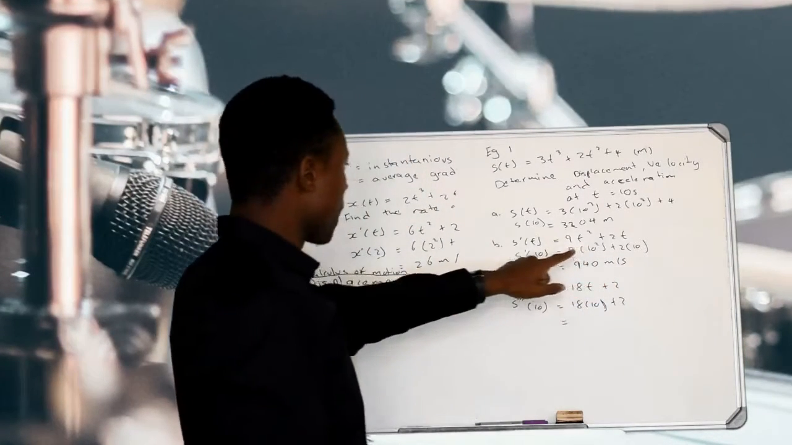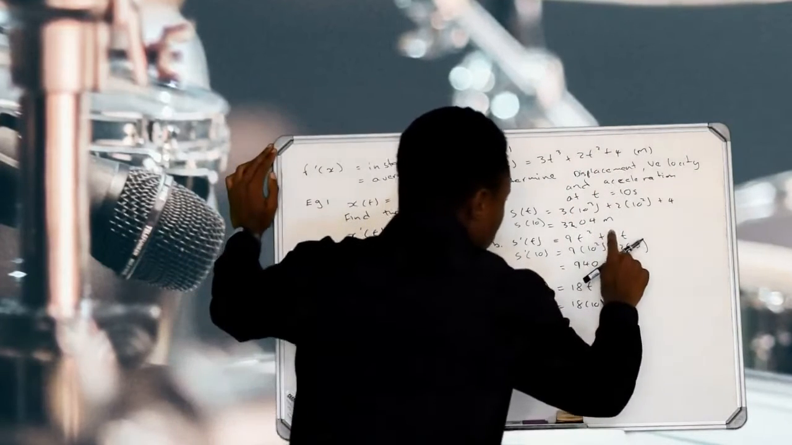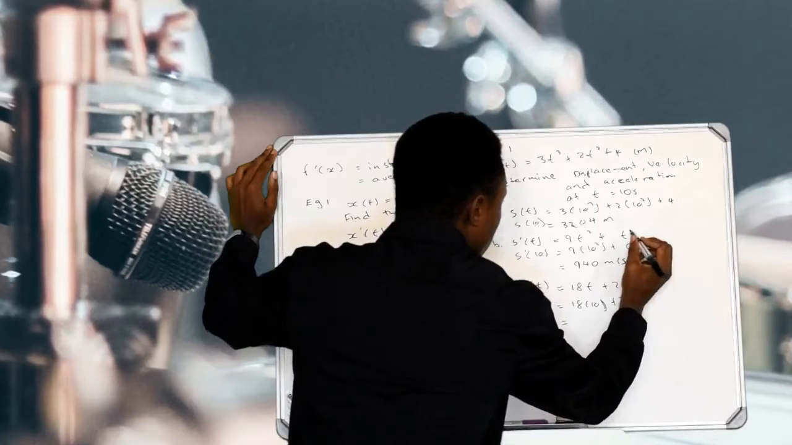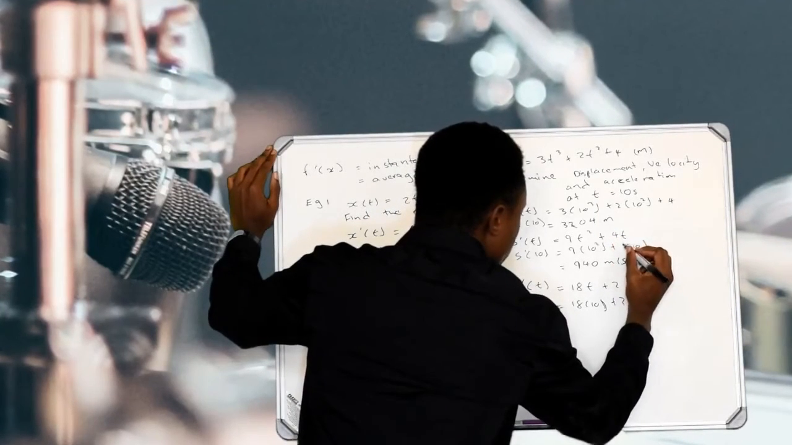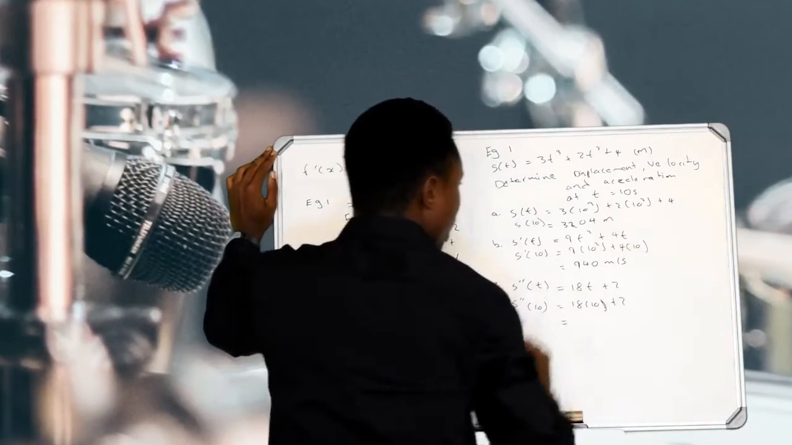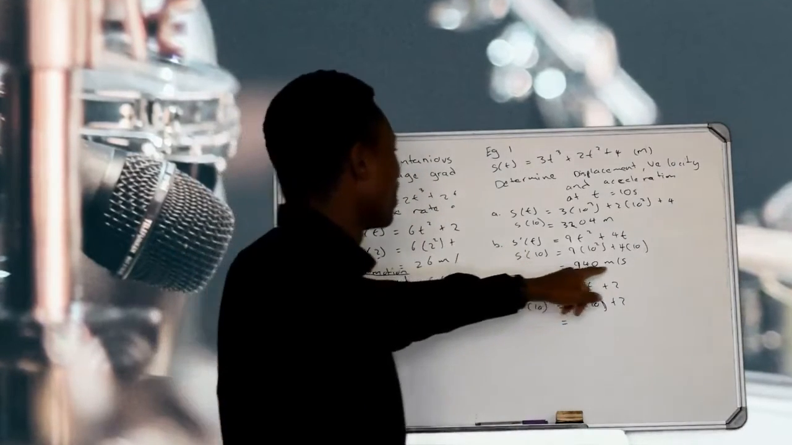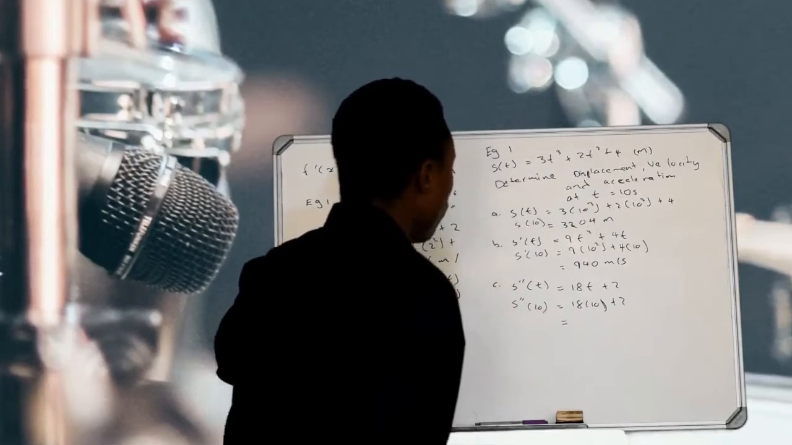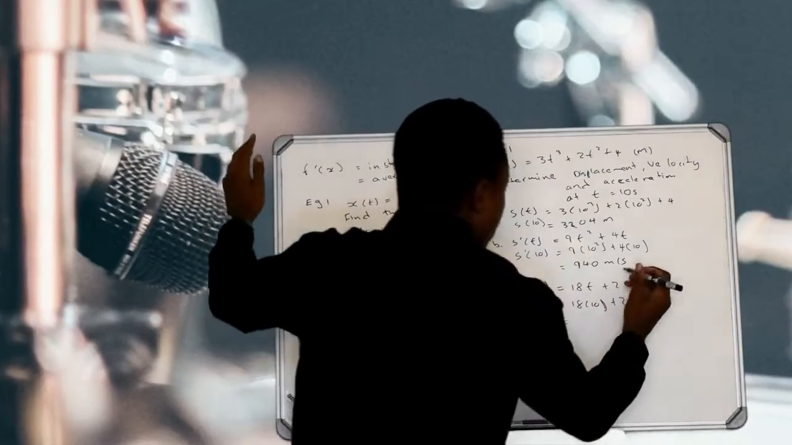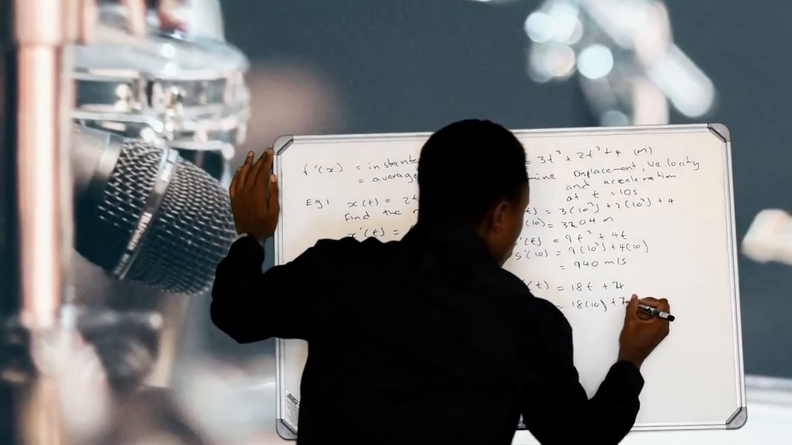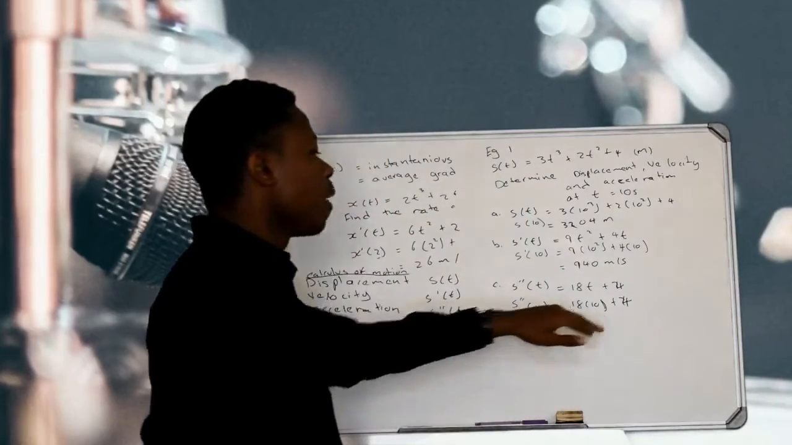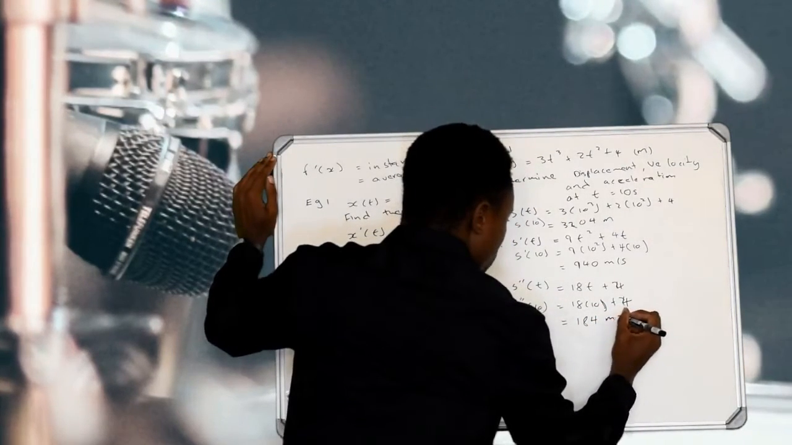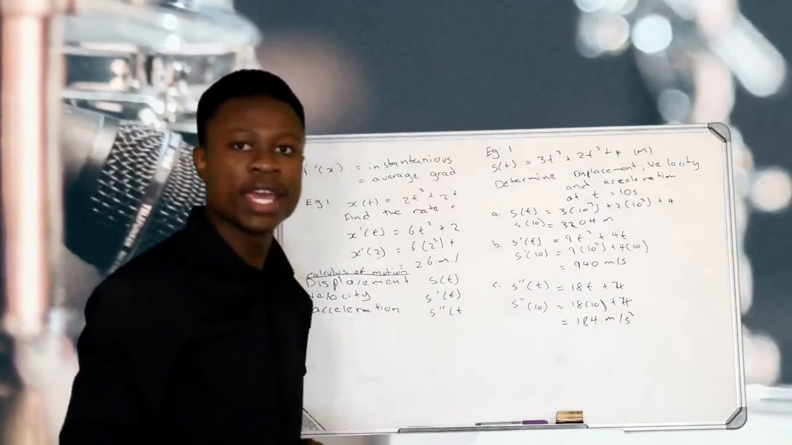Sorry, I made a mistake here. Note this: this was supposed to be 4. I don't even know how I got the same answer over here. But that was supposed to be 4 because 2 times 2 becomes 4. So in this question, this will become 4 and this will be 4. And then it will be 180 plus 4, which gives me 184. Now it's meters per second squared.